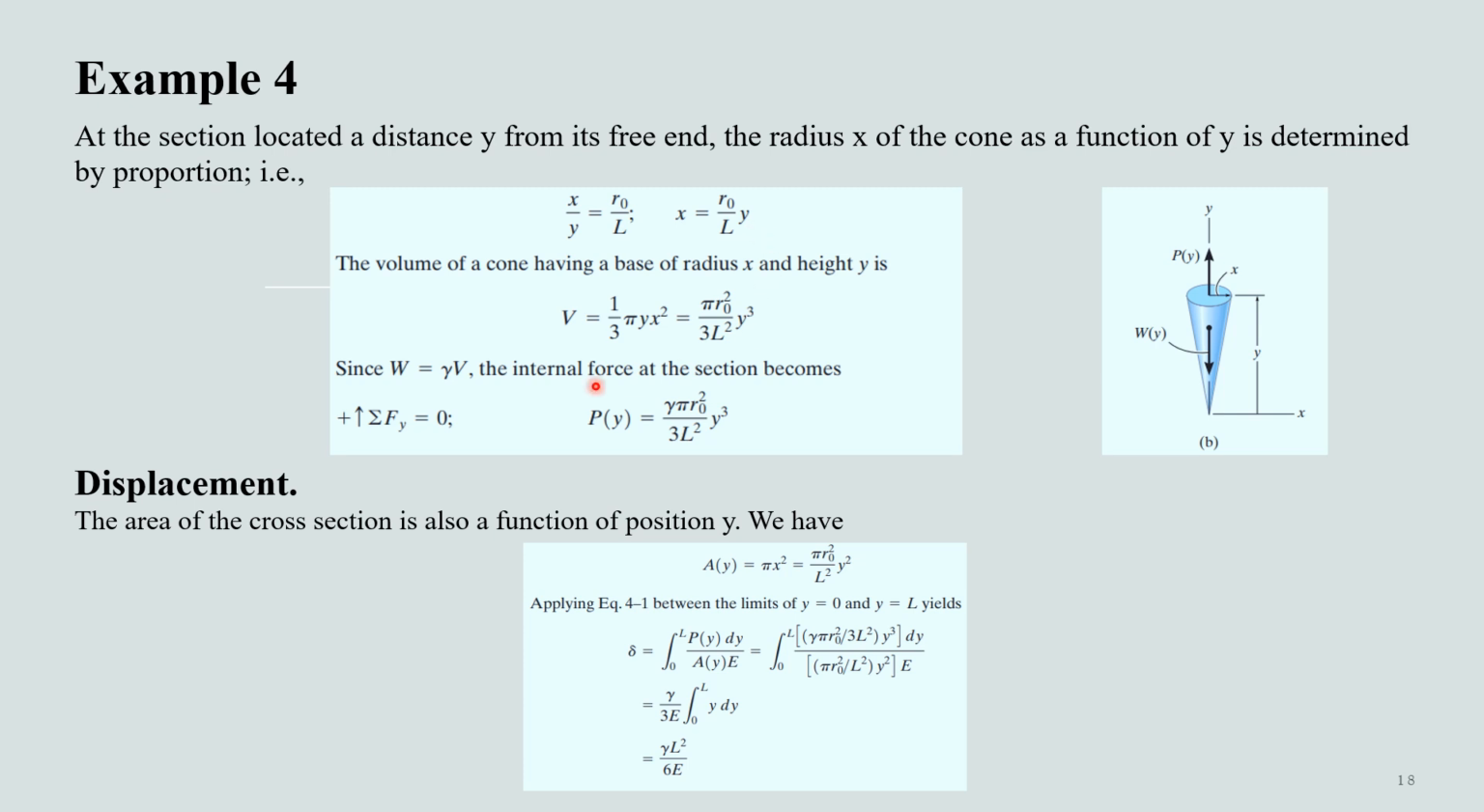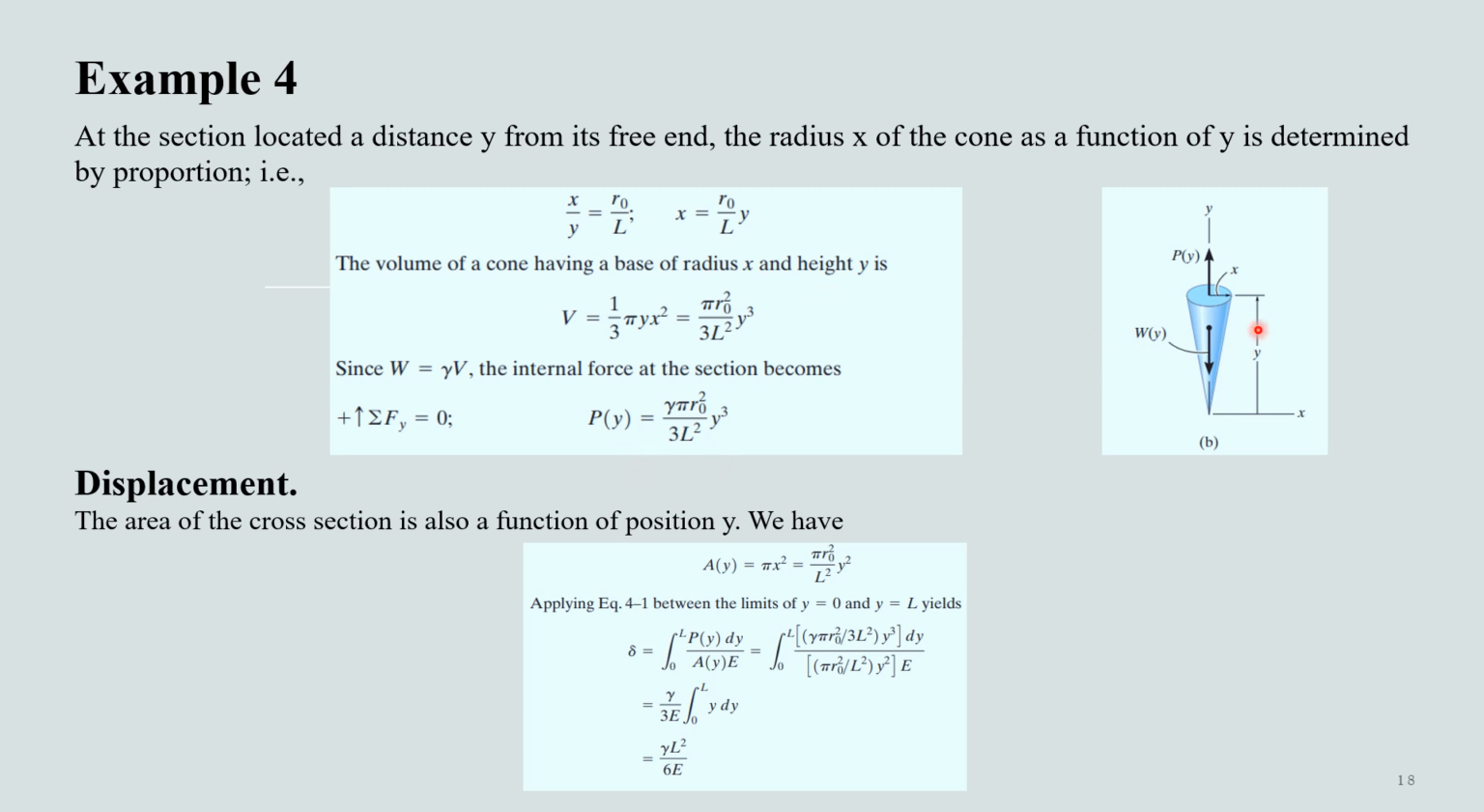Now the volume of the cone having a base of radius x and height y is this. This is simply the equation for the volume of a cone, and we are just putting in the value of x which we have determined here. Now we know that weight is equal to the unit weight multiplied by the volume of the element. Thus the internal force at the section becomes weight equals gamma times volume.